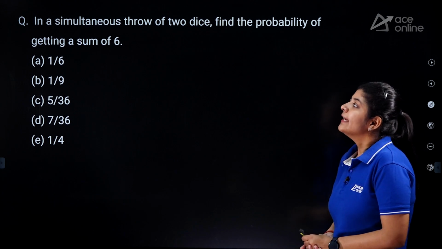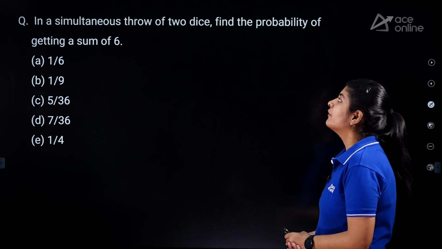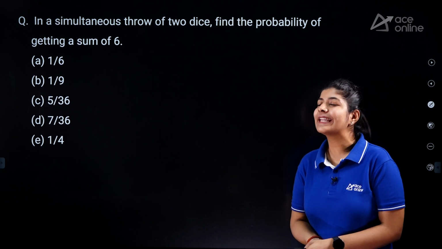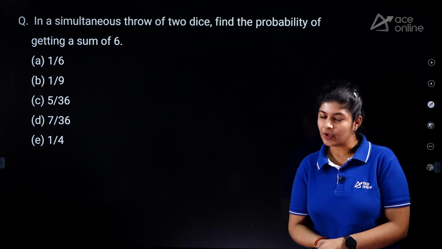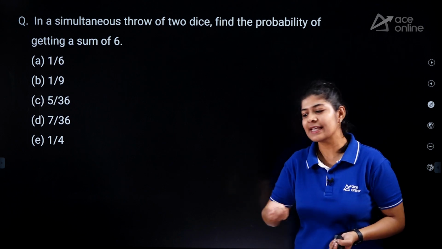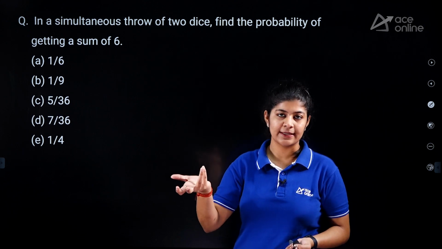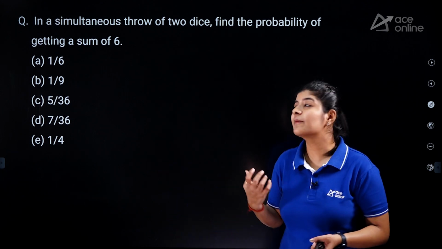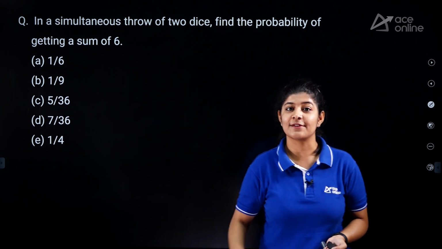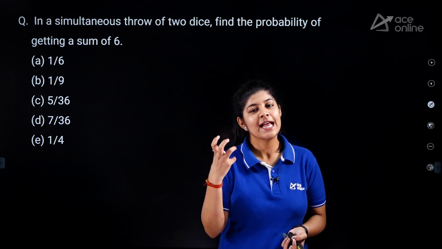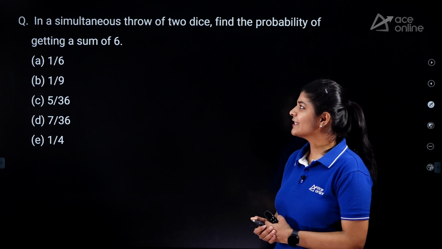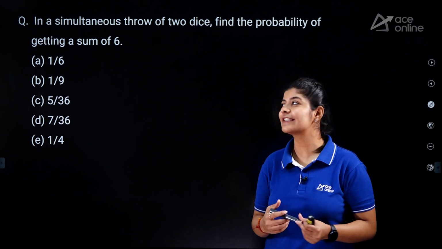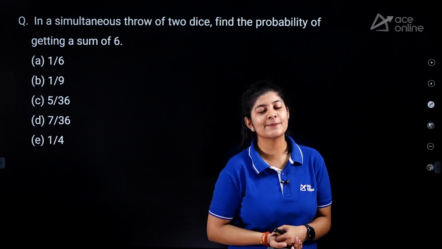In a simultaneous throw of two dice, find the probability of getting a sum of 6. Now what we are doing, we are having two dice and we are just throwing them simultaneously. Now I have to find the probability in which I am getting a sum equal to 6. Not more than 6 or less than 6, just equal to 6. And for this particular question, you have a time period of, I guess, 20 seconds. This is a sufficient time period to solve this question.